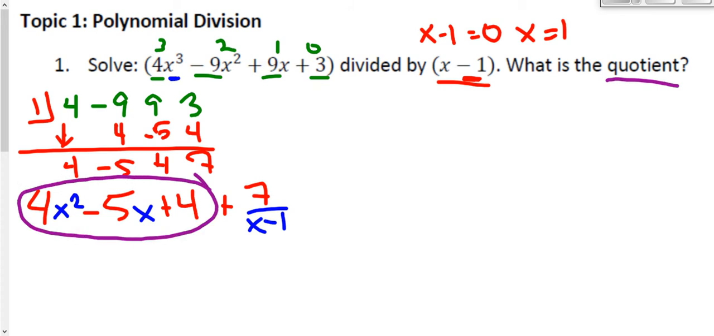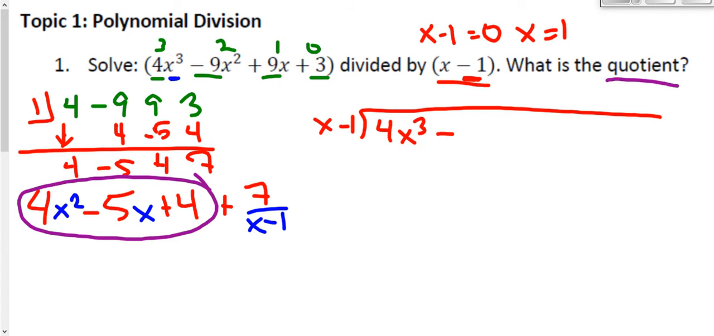Let's go ahead and get that same answer using long division. Using long division, I put the thing I'm dividing by outside the division symbol and the numerator inside. So 4x cubed minus 9x squared plus 9x plus 3.